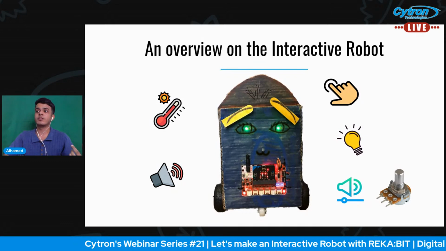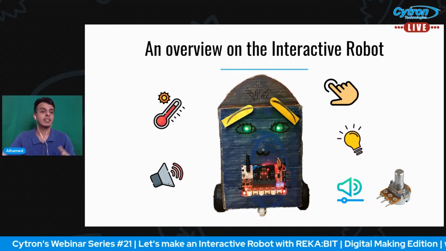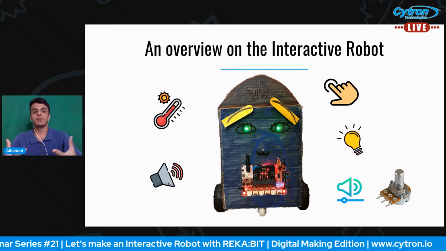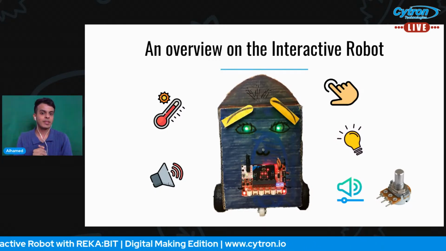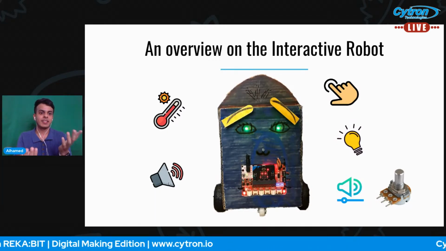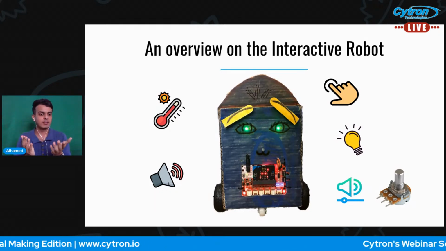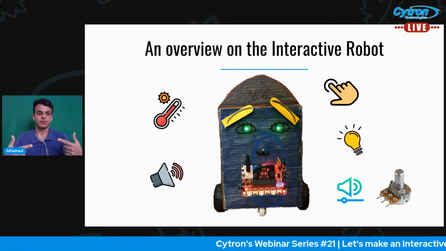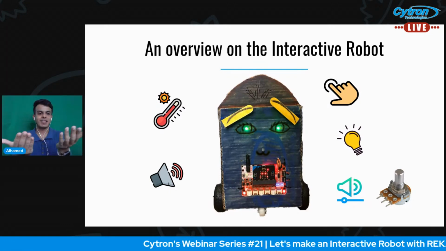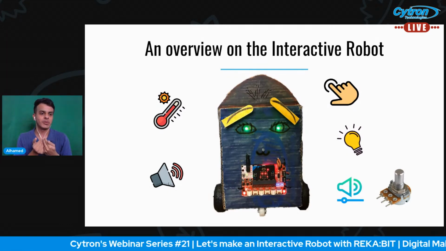Other than this, the robot will react to sound. If we make a high noise around the robot, it will sense that and move forward. For example, if we clap around the robot, the DC motor, which carries the wheels, will move, and the robot will come forward to us.